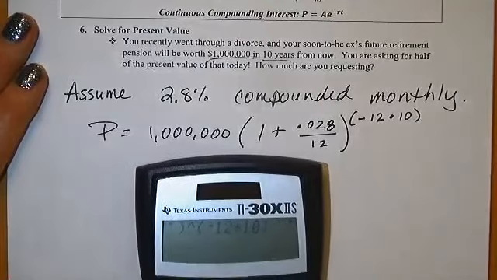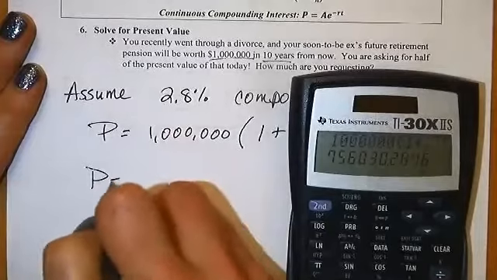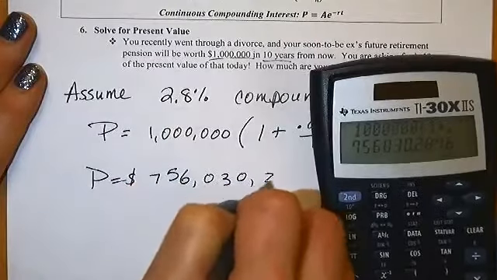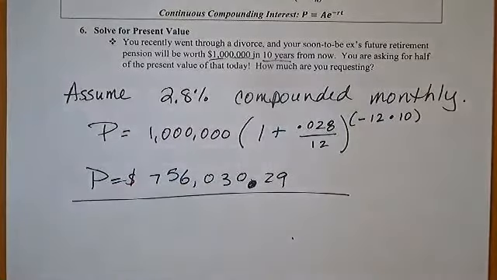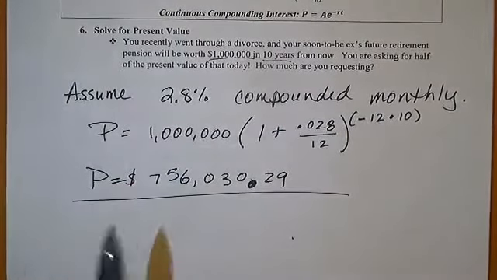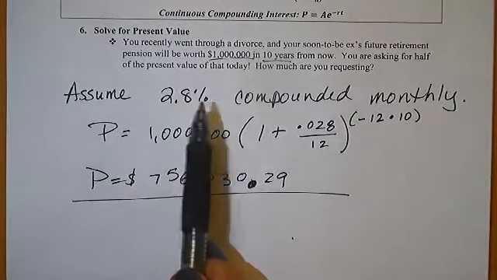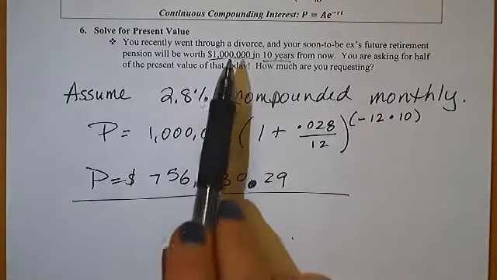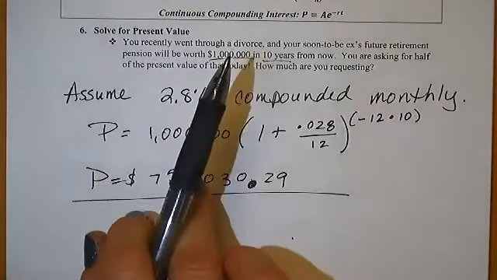And you'll see that that $1 million is worth $756,000 right now. So this is how much that $1 million would be worth right now. In other words, if you put $756,000 into an account right now, saving 2.8% compounded monthly for the next 10 years, you're going to end up with exactly $1 million 10 years from now. So this is the present value of that future retirement.